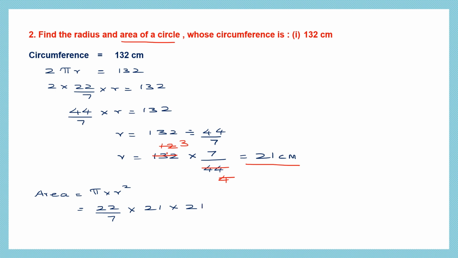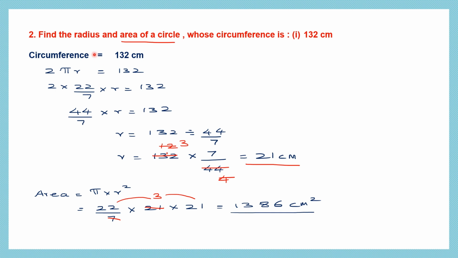21 into 21. Let's cancel. 7 threes are 21. Now we just have to multiply this. 22 into 3 is 66, and multiply that into 21. And that is 1386. So we have found the area. It's 1386 centimeter square. So this is the second part of the answer.